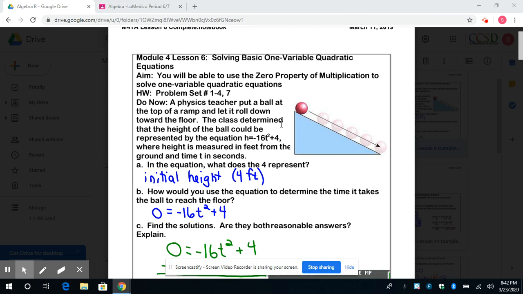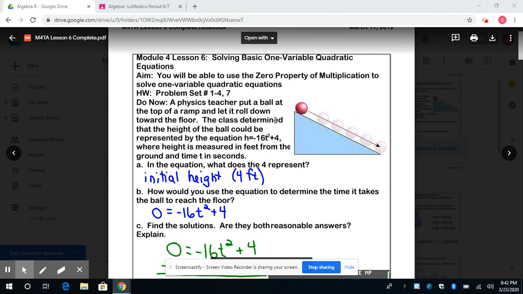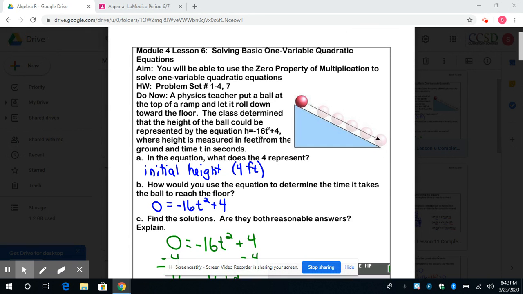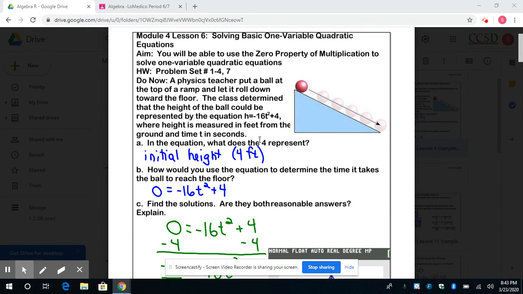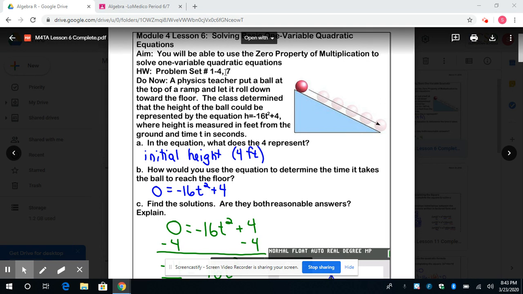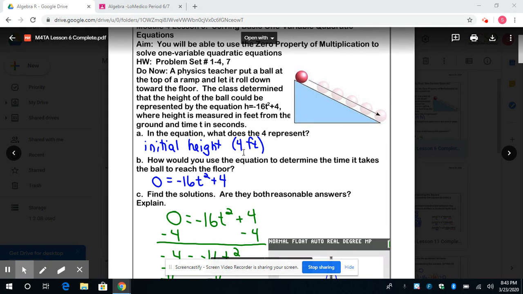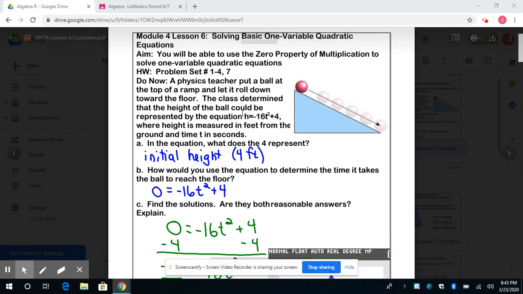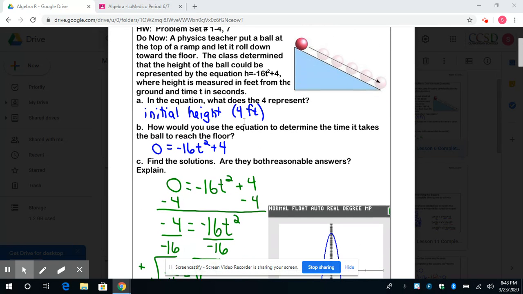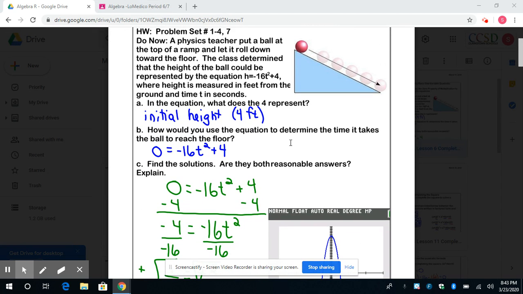Lesson 6 is more of dealing with quadratics and solving for a variable with an equation. So the lesson, again, the homework is in your packet. It's not problems 1 through 4 or 7. I fixed that. But we're still going to be talking about the zero property and just solving an equation, but looking more at real world examples.